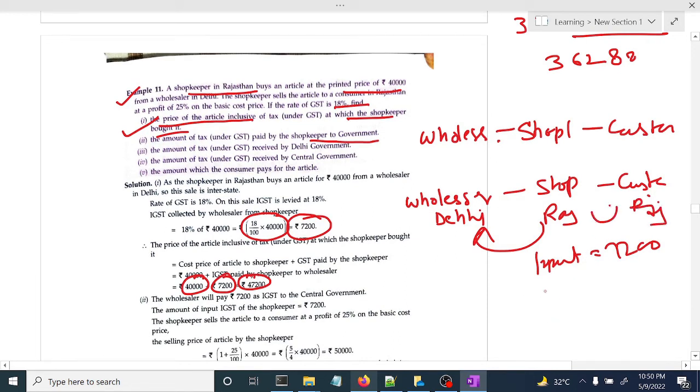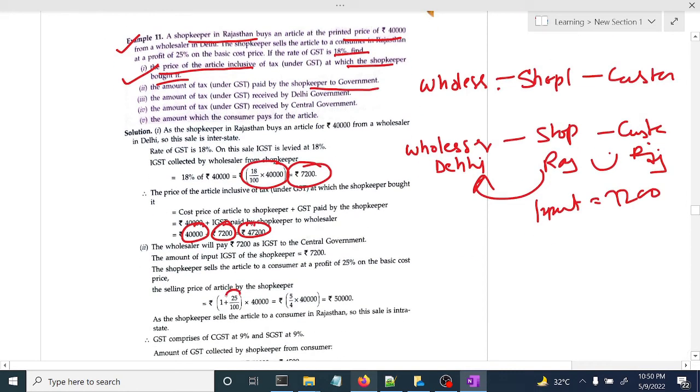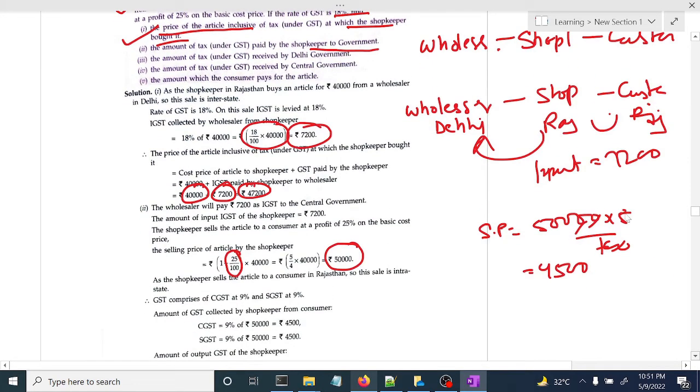So output tax will be how much? First you have to calculate the output tax. See, there is a profit which is being given, right? So this is the selling price. On this you will calculate the tax of 5%, that is 4,500. Right? 4,500. Sorry, 9%. So this is my CGST, this is my SGST, 4500, 4500.